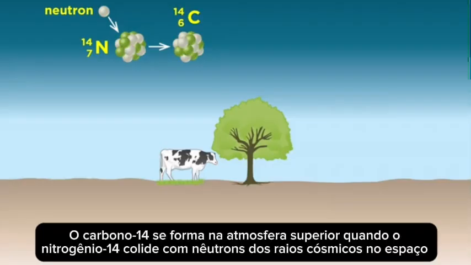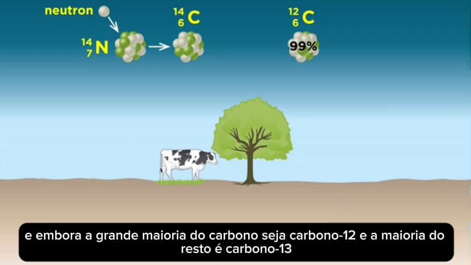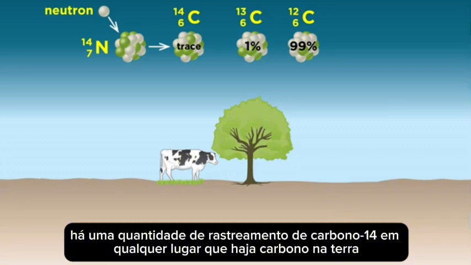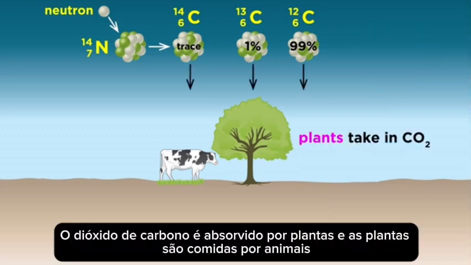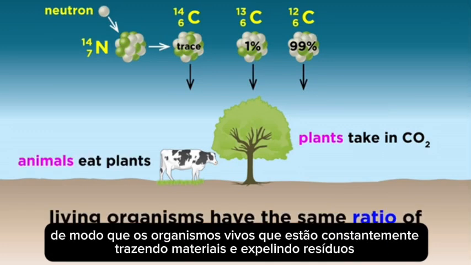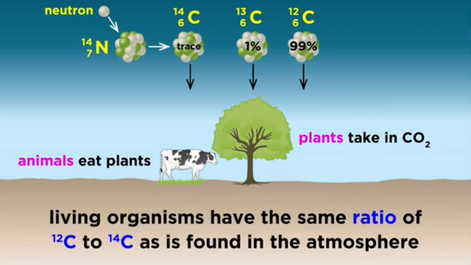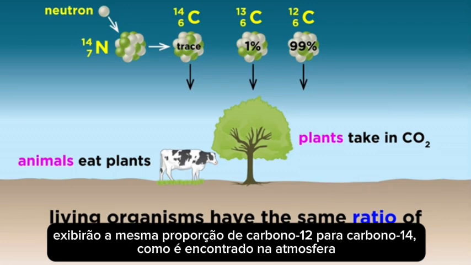Carbon-14 forms in the upper atmosphere when nitrogen-14 collides with neutrons from cosmic rays in space, and although the vast majority of carbon is carbon-12, and most of the rest is carbon-13, there is a trace amount of carbon-14 anywhere there is carbon on Earth, including the carbon dioxide in the atmosphere. Carbon dioxide is absorbed by plants, and plants are eaten by animals, so living organisms, which are constantly bringing in material and expelling waste, will display the same ratio of carbon-12 to carbon-14 as is found in the atmosphere.